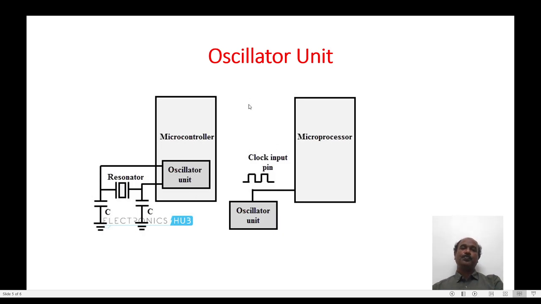So the oscillator circuit is very important for the functioning of the microcontroller or the microprocessor, so that it can generate the clock pulses. And also the accuracy of the program execution in an embedded system depends on the accuracy of the clock that is generated by the oscillator. So the accuracy of this oscillator is usually expressed in terms of parts per million, ppm.